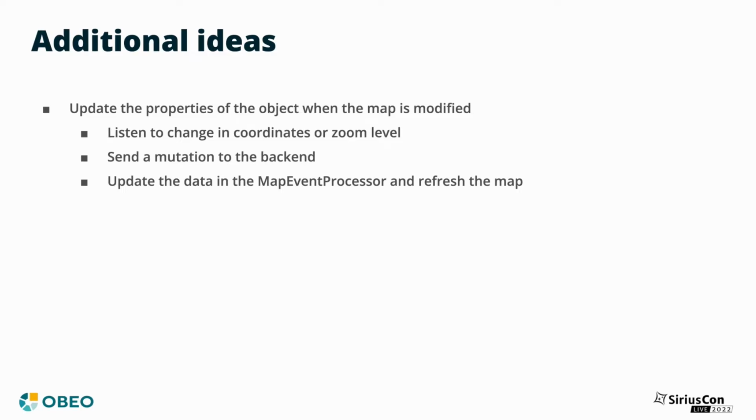We could also improve this integration. For example, we could update the properties of the object, its GPS coordinates, when the map is modified. So we will only need to listen to changes in the coordinates or zoom level of the map. If you're zooming or moving inside of the Google Map canvas, then we would send a mutation to the backend. So we will need to extend the GraphQL API, declare that we are supporting mutations, and provide a data fetcher to handle those mutations. When we receive the mutation inside of the data fetcher, we can give it to the MapEventProcessor, which will be able to update the data, graphical data, semantic data, refresh the map, and send it back to the front end.